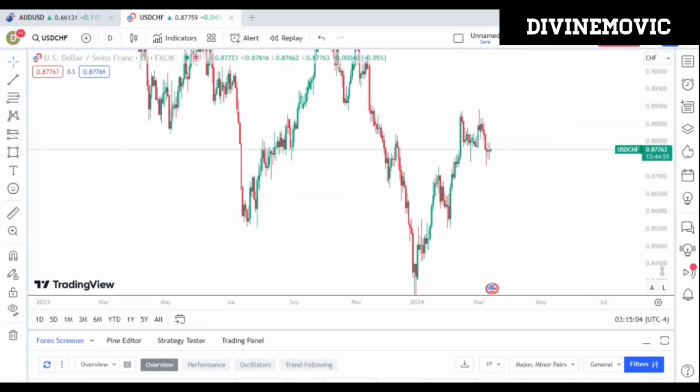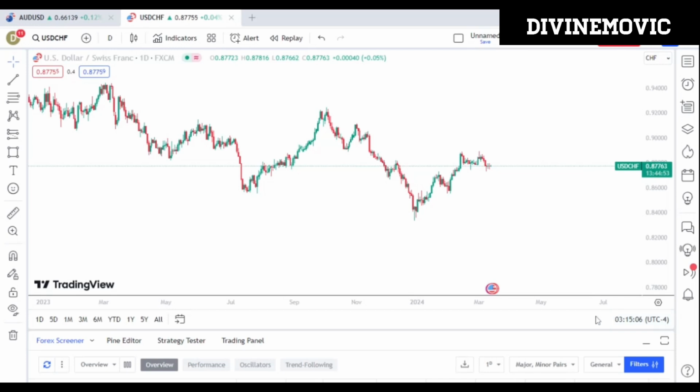Now, on the daily time frame, for us to confirm if the market is in an uptrend, downtrend, or in a ranging phase, we simply need to understand how to use the trend line. The trend line is simply what tells us what the market is doing. Is it trending to the upside, or trending to the downside, or is the market in a range?